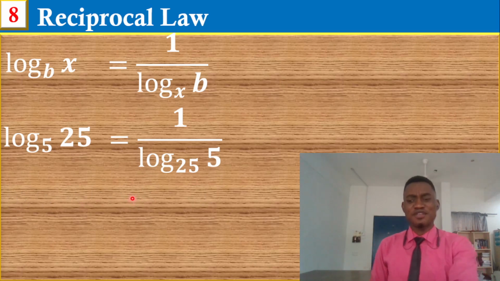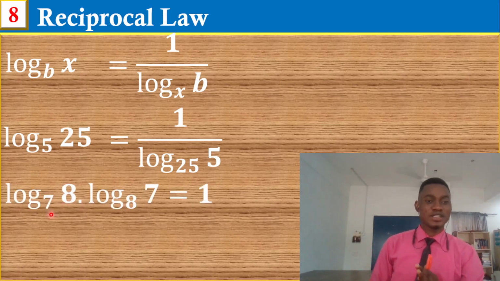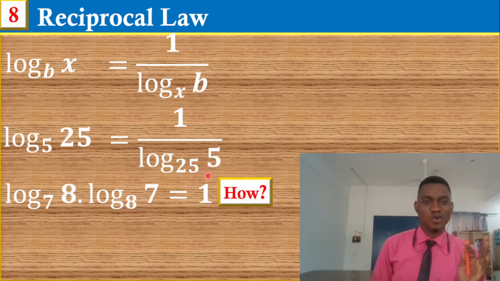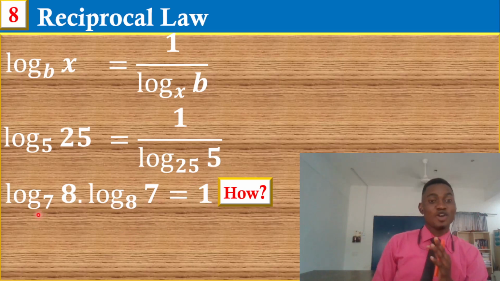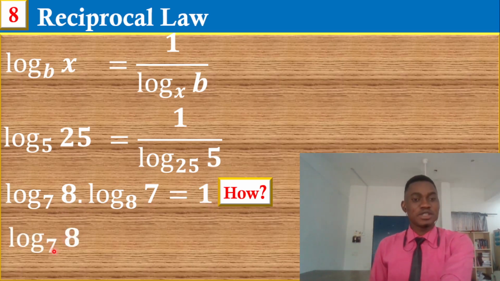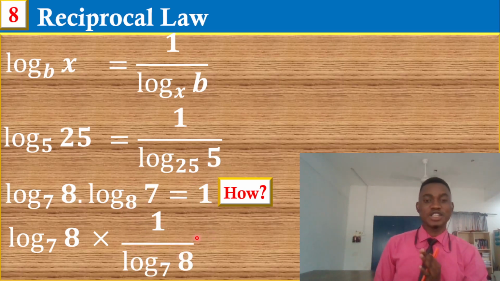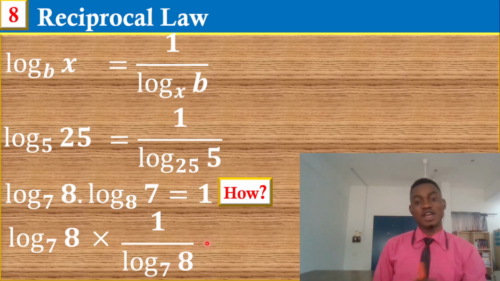Alright guys, let's have another example. Log 8 base 7 times log 7 base 8 is 1. How? If we take the reciprocal of any of these logarithms, then our answer is justified. Let us see it. Log 8 base 7 times the reciprocal of log 7 base 8, which is 1 over log 8 base 7. This obviously gives us 1. You know what? Log 8 base 7 cancels log 8 base 7, and our answer is 1.